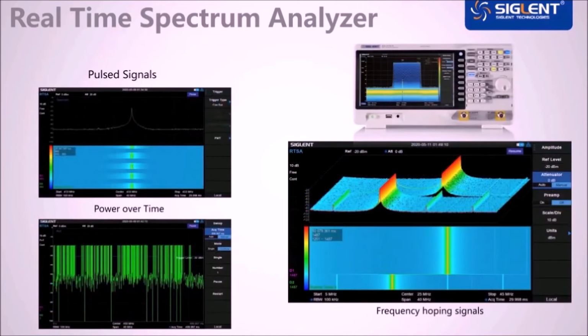Or think of pulse signals, or signals which do frequency hopping. These can only be viewed and evaluated with a real-time spectrum analyzer. So, if you make measurements within the IoT range, you should definitely have a look at such a device. Fortunately, we can offer you some interesting devices here.